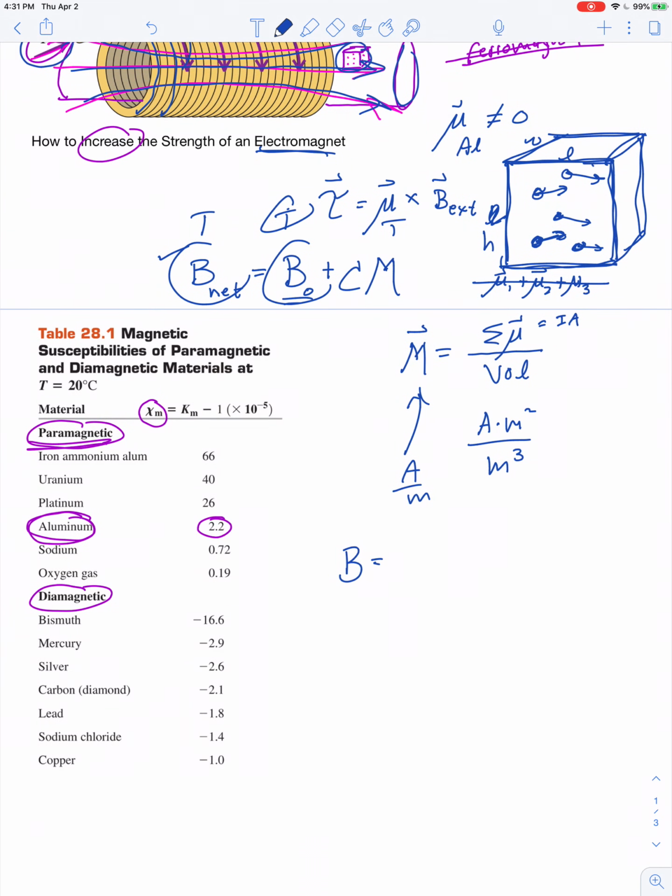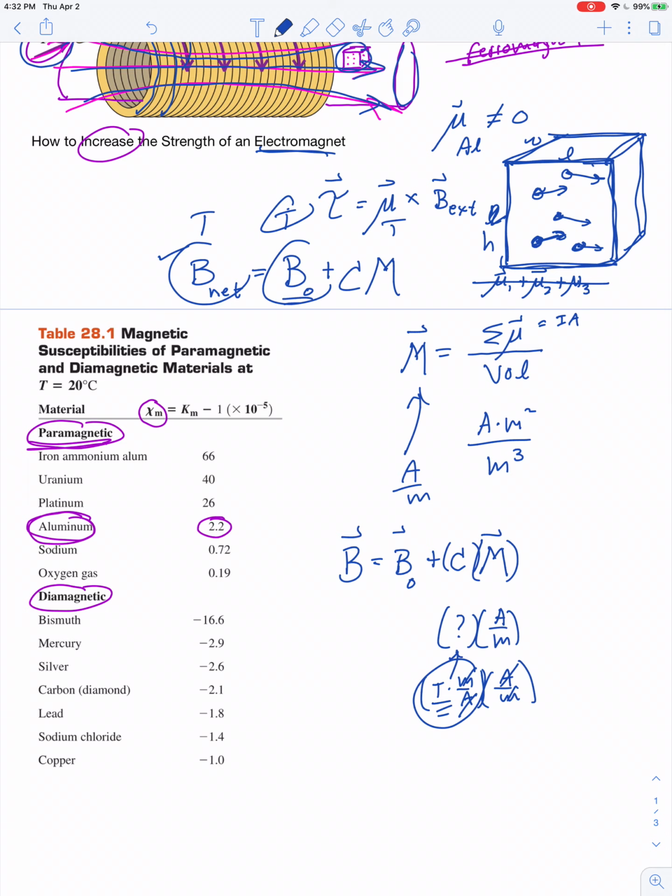B equals B naught plus some constant times magnetization. Magnetic field is a vector, magnetization is a vector. So the constant here, what is it? What could I multiply by amps per meter in order to get Teslas? Well, I suppose we could reverse engineer it and say, if this were in Tesla times meters per amp, and then we multiplied that by an amp per meter, amps and meters would cancel and you'd be left with Tesla. So whatever constant we have here would have to have units of Tesla meters per amp.